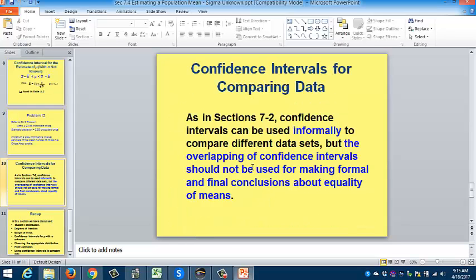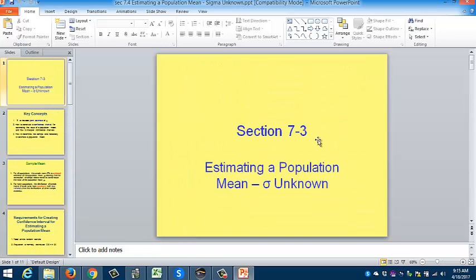I should stop. We're at 9:15. We'll pick it up here tomorrow, guys. I think we have enough for now.